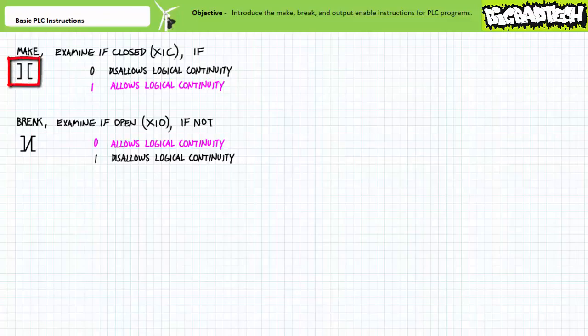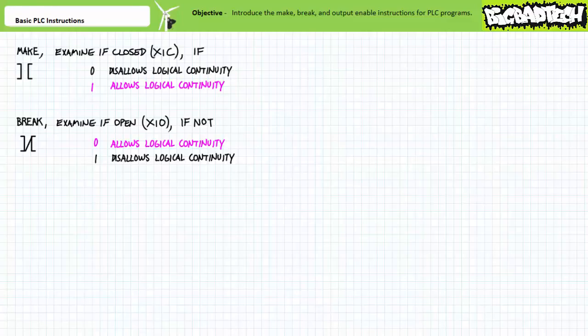This symbol is a make, examine if closed, XIC, or if instruction. This symbol is a break, examine if open, XIO, or if not instruction. There are a lot of confusing and tangled methods of defining and differentiating these instructions from each other and between the logical nature of PLC instructions and the electromechanical nature of field input devices, but I will cut straight to the point. PLCs look for logically asserted values, and the two instructions respond differently to the logical states of inputs.